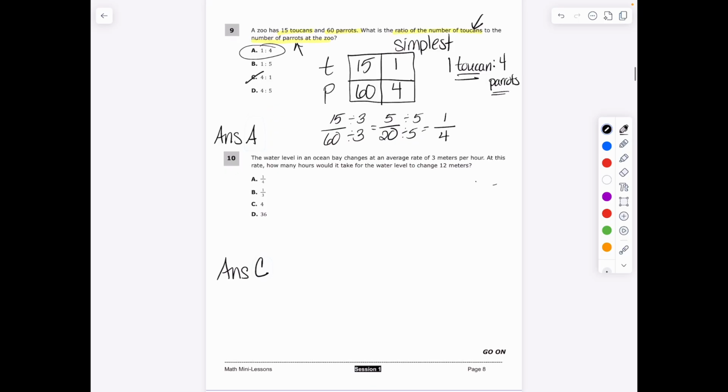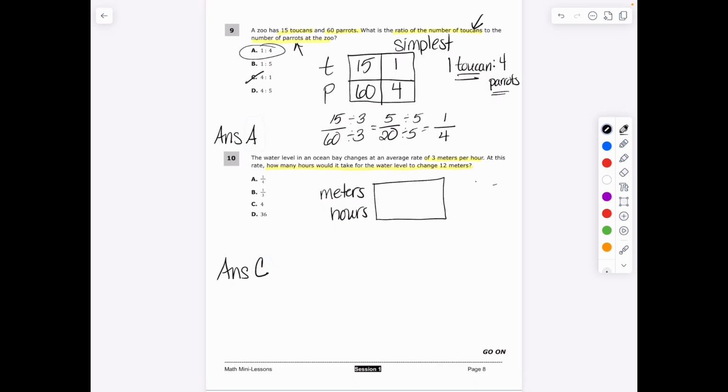All right, let's look at the next one, 10. The water level at an ocean bay changes at an average rate of 3 meters per hour. So every hour it changes by 3 meters. At this rate, how many hours would it take to change 12 meters? Okay, so we're talking about meters and hours. Clearly, this is a ratio problem.